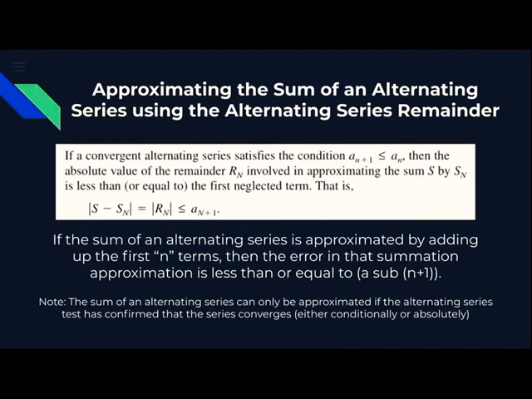So, if the sum of an alternating series is approximated by adding up the first n terms, then the error in that summation approximation is less than or equal to a sub n plus 1.